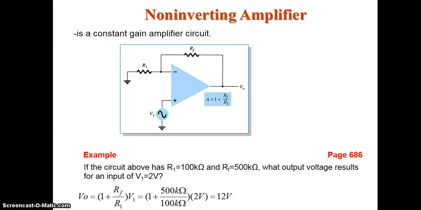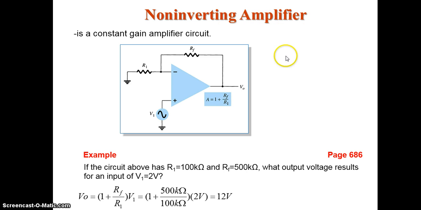Another application of operational amplifier is the non-inverting amplifier. The figure shows the circuit diagram of a non-inverting amplifier. Here, we apply our input to the non-inverting input terminal and the inverting terminal is grounded. You will not change the feedback resistor or anything.